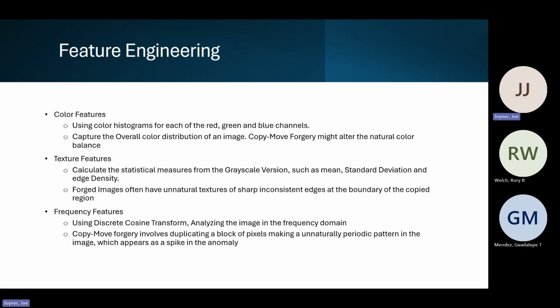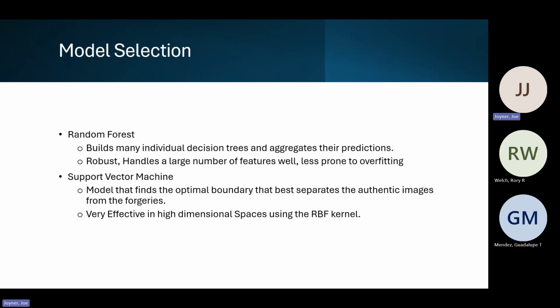And finally, for frequency features, we use the discrete cosine transform to analyze the image in the frequency domain. DCT represents an image as a series of cosine waves of different frequencies. Copy move forgeries involve duplicating blocks of pixels, and this can create an unnatural periodic pattern in the image, which spikes the frequency. For our models, we chose four commonly used classification algorithms.